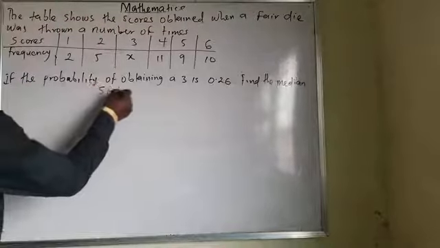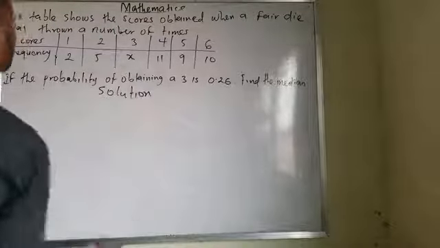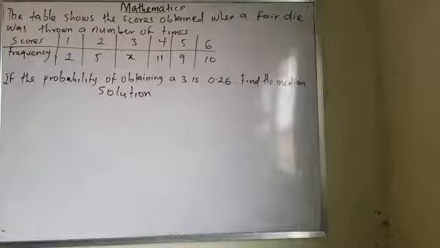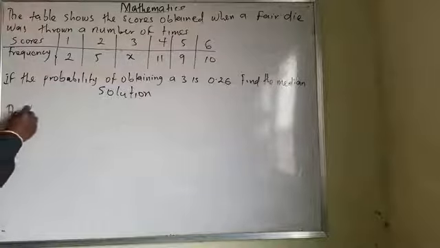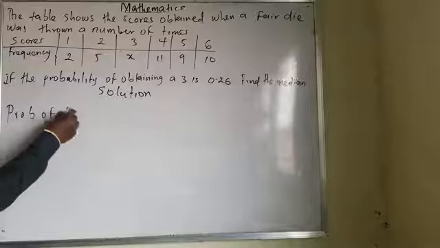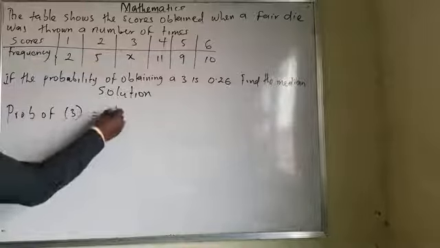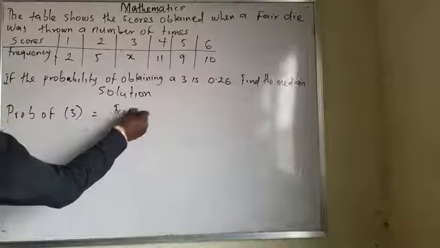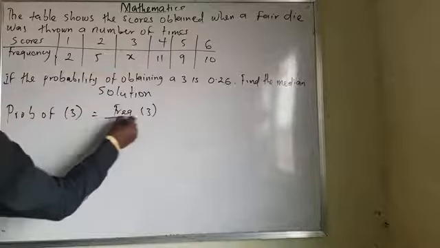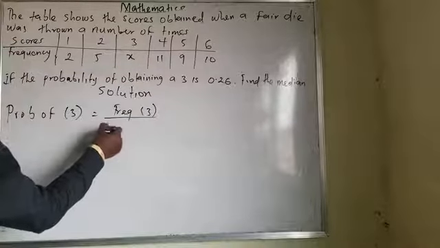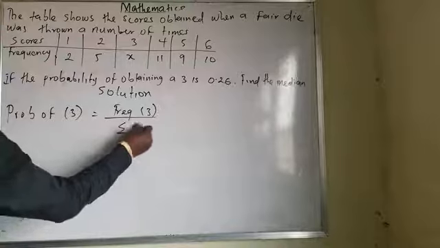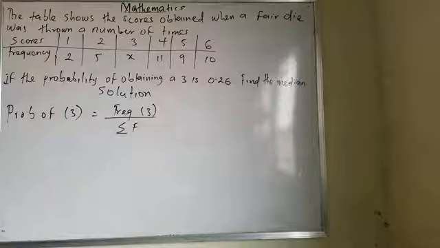Solution to this problem. It's a very simple problem. Don't look at it as a hard question. The only thing that is strange there is the probability. Now, how do I do the probability? Don't forget, probability of obtaining 3 will be equal to frequency of 3 divided by the total frequency, which is summation of the frequency. That is how to do that.